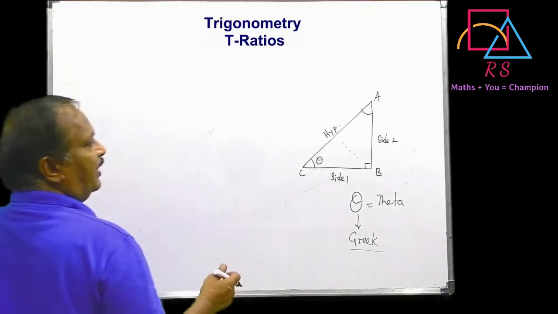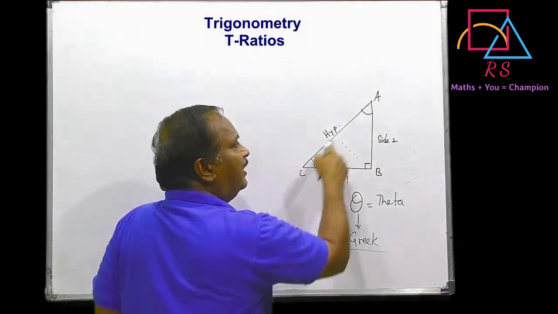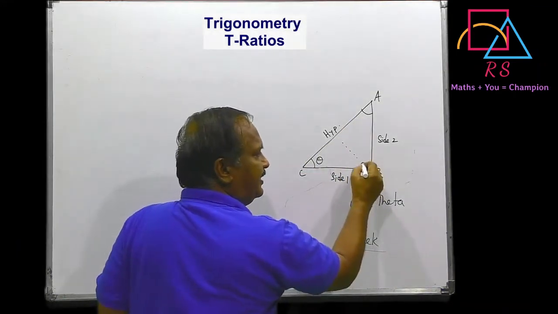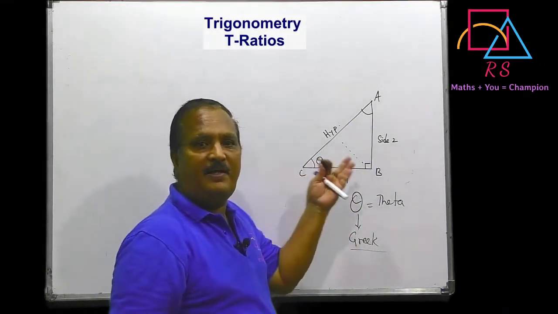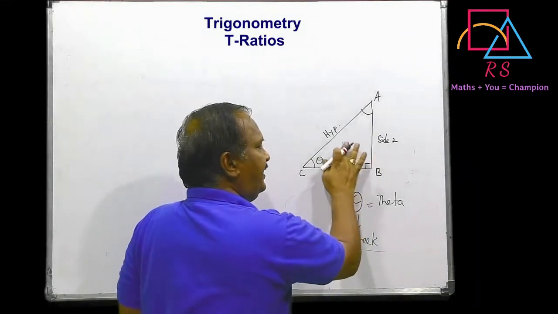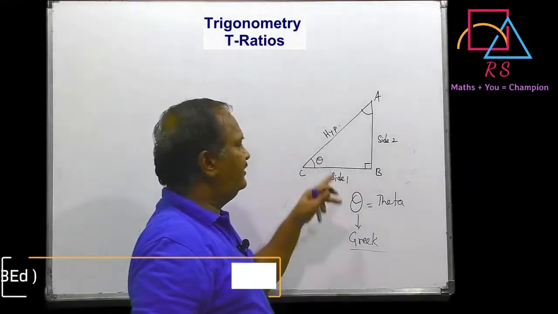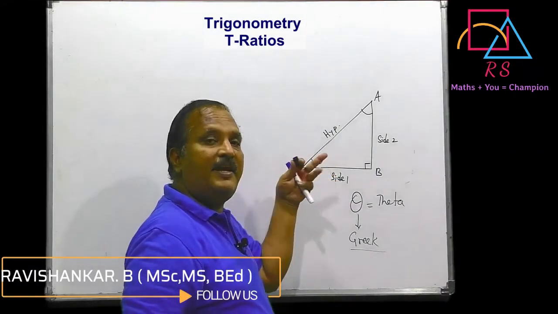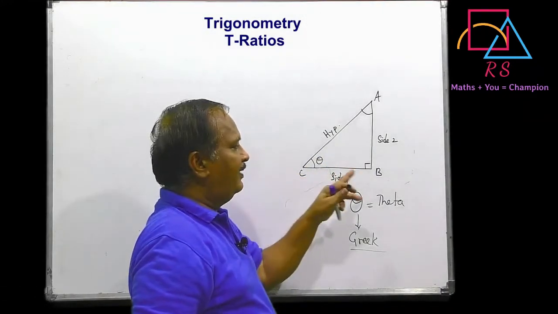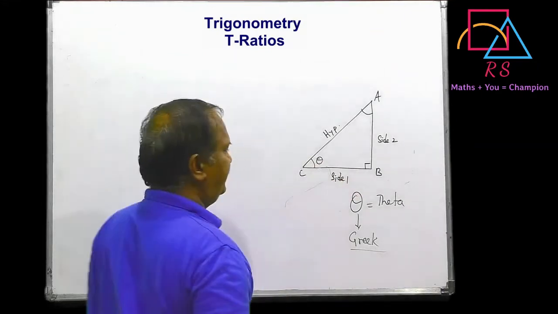So now you can keep theta here or here. You cannot keep theta here because that is already 90 degrees. So this theta is unknown. This theta can be anything. So theta is an acute angle. I told you in my first video, right?